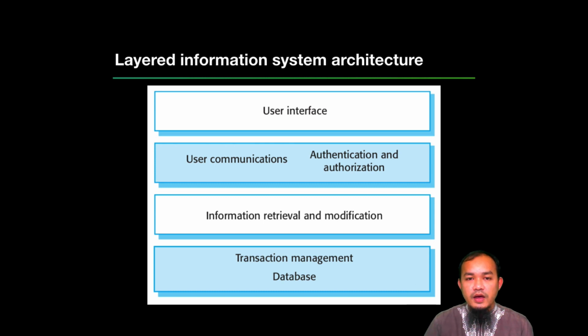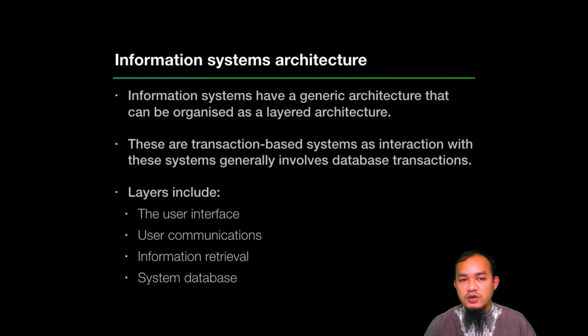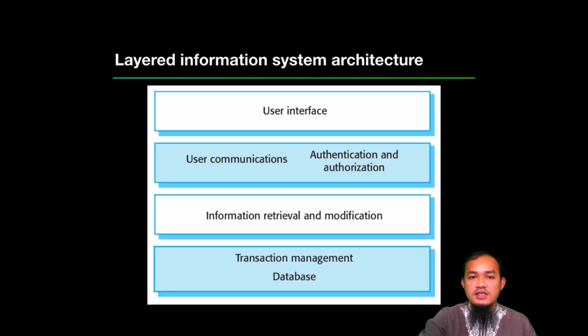We have the user interface, and user communication. We have the information that we want to retrieve and then modify, and then the database that you use to access the data. This is a layered information system, one application of an information system. Any kind of information system that you develop, in this case, they implement the layered information system architecture. They implement the layer architecture pattern.